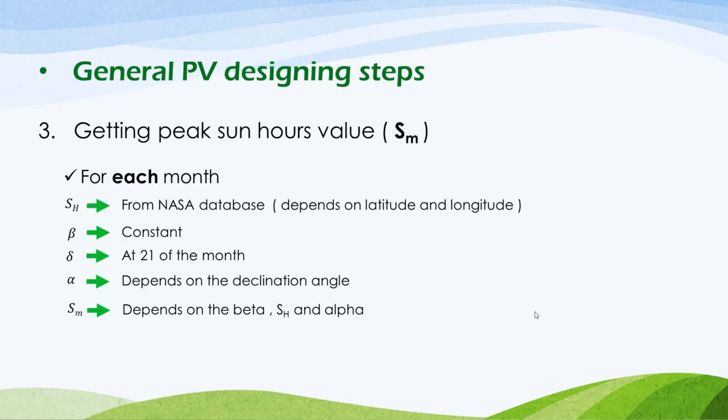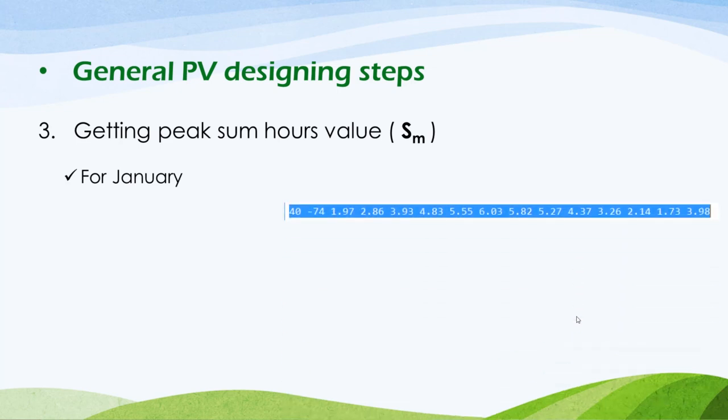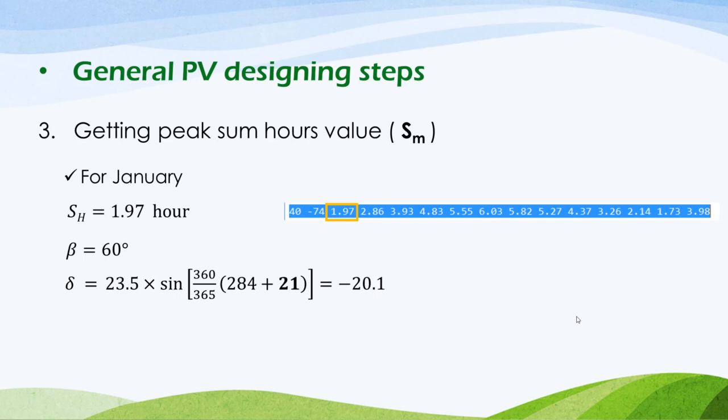Now we need to get S sub m each month, so we must calculate it 12 times, but for illustration purposes, we will take two examples, January and February. Those are the global horizontal irradiation values for New York each month, and here is a screenshot of the values that we need. For January, S sub h equals 1.97 hours, then beta equals 60, and the declination at 21 January, so the day number is 21, will be minus 20.1 degrees.